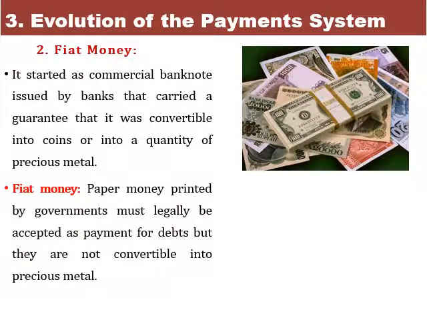So the difference between the first form of paper money and the current form of fiat money is that the old form, which is paper money issued by commercial banks, was convertible to precious metals, but the current form, which is fiat money, is not convertible to precious metal, but we must use it according to the law.